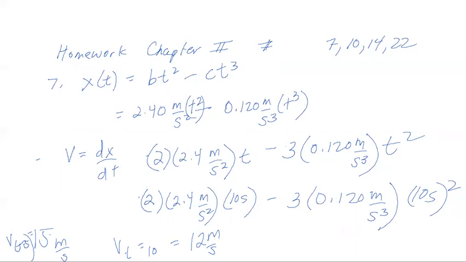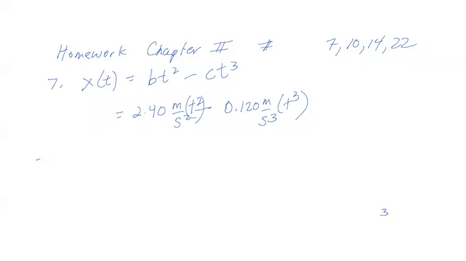So let me pause and clear my board space. Okay, so we've got 2bt minus 3ct squared equals 0. Okay, so we're going to take a t out. So I'm going to have 2b equals 3ct.